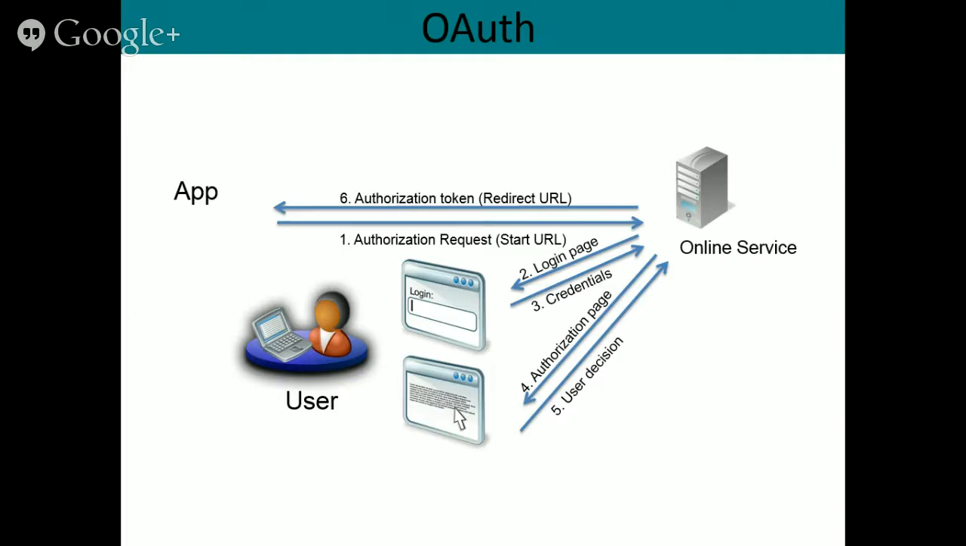Once the user decides, the authorization token is sent back to the app, and the token can be used to access the data anytime. This is how it normally works. The major problem is if you need an app which uses an online service to communicate with the service.